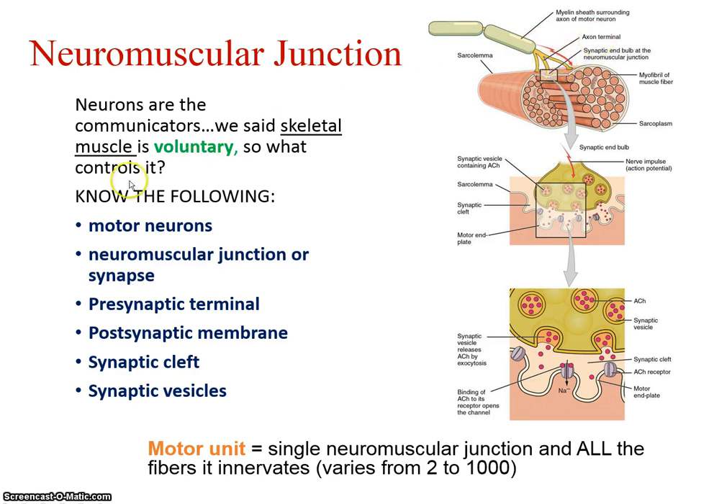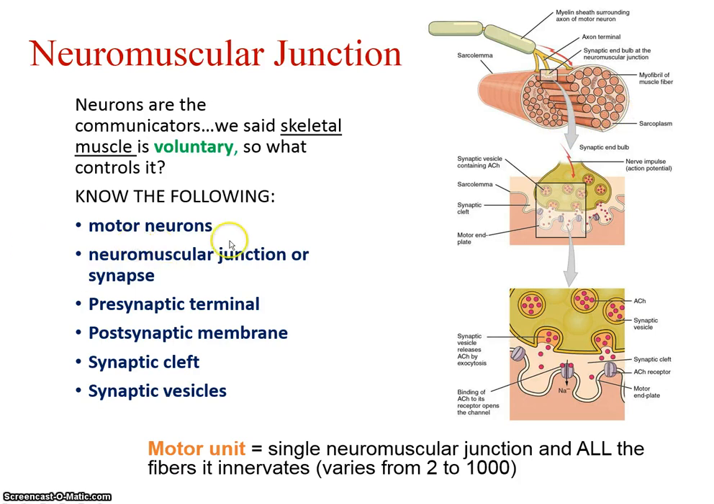So again, skeletal muscle is voluntary. So what controls it? Well, that means your cerebral cortex. If you say something is voluntary, your brain, and specifically we're going to learn the frontal lobe, which is part of the cerebral cortex, is going to be telling, and it's going to send that information as electrical stimuli, which will be converted to chemical and then converted to electrical again when we reach the muscle.